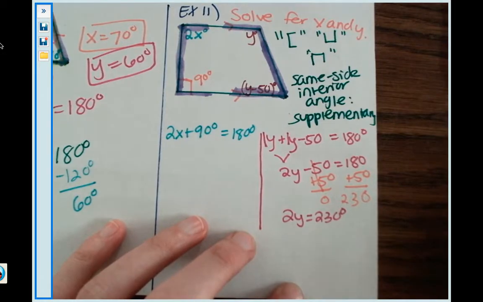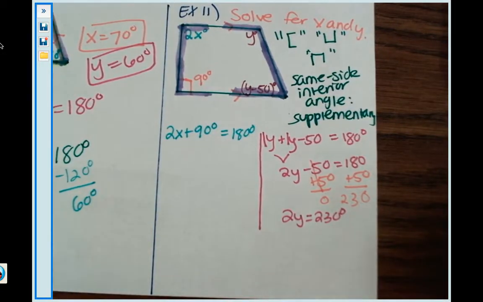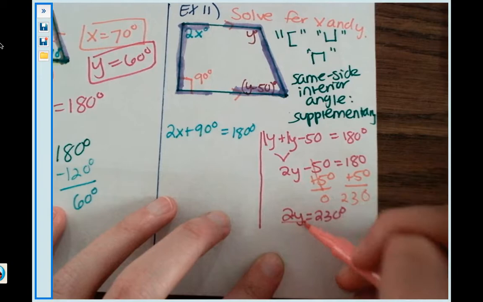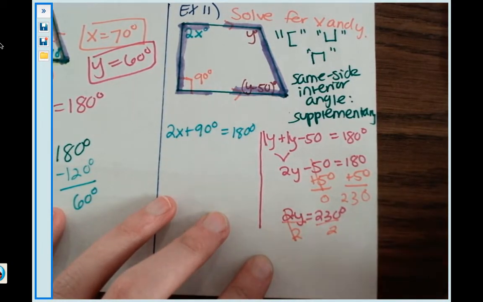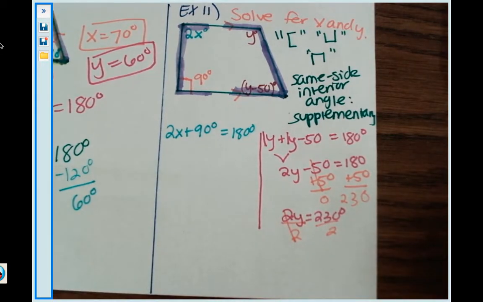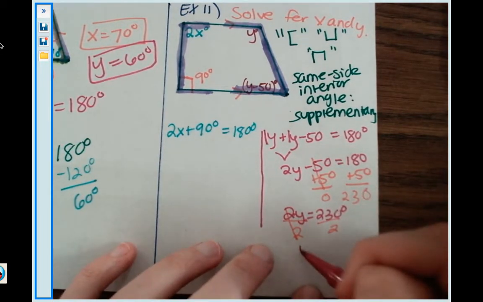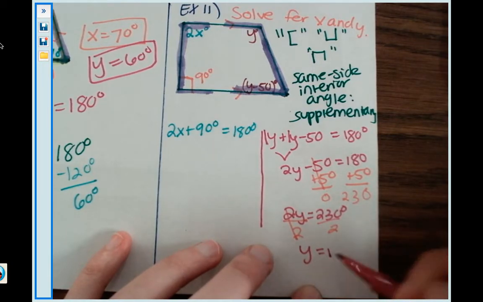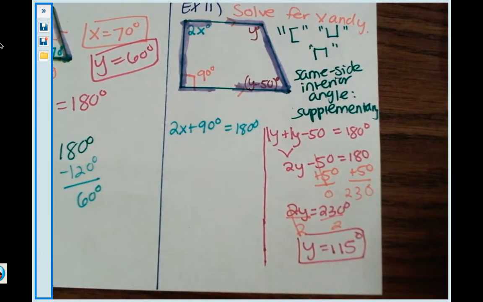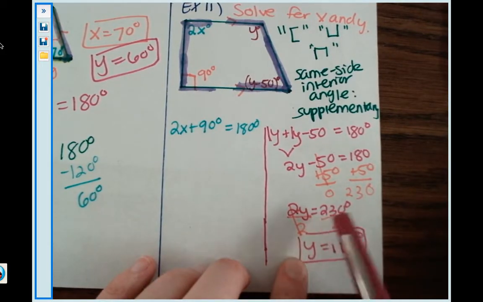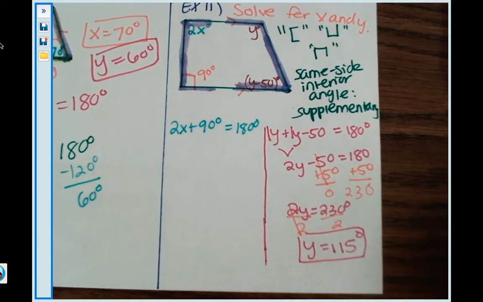Alright, and the way we bring the 2 over, since it secretly is multiplying to my y, is by dividing it. 2 divided by 2 cancels and turns to 1, and 230 divided by 2 will give me 115. So y is 115 degrees. Yay! Alright, so now you guys, I just need to solve for x. So let me double check everything. Yes, that's correct. Just making sure, you guys.